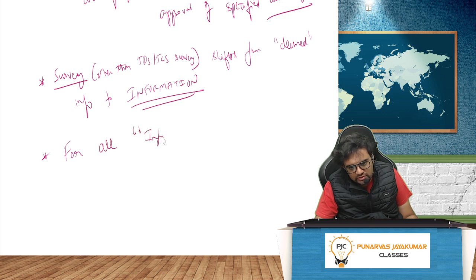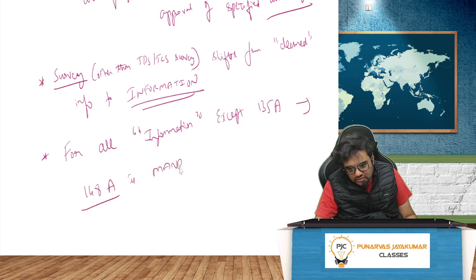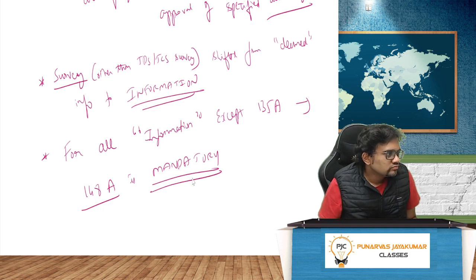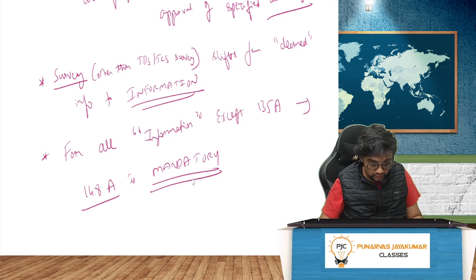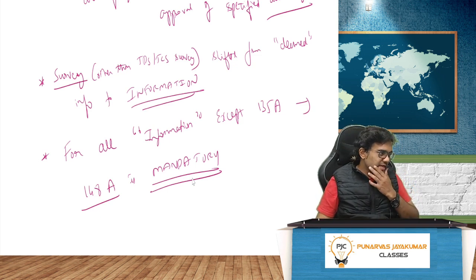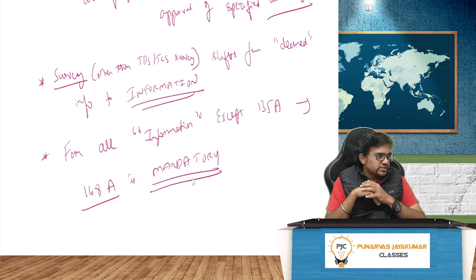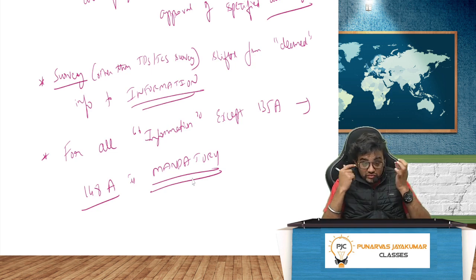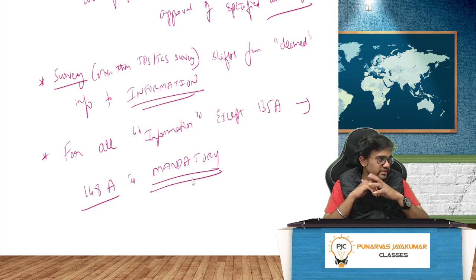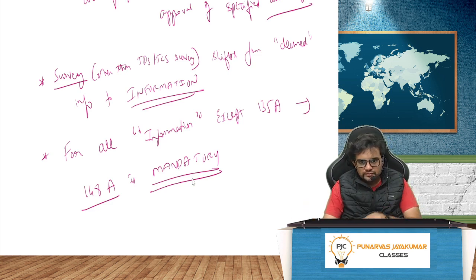For all information except 135A, 148A is mandatory. Do you agree or not? For all information except 135A, 148A is mandatory. Online people, are you understanding? It has become very easy because we know the past. If we don't know the past, present and future, gone. Assessment procedure is very easy, guys. It's too huge, that's all, but it's easy only. Nothing difficult in this actually.